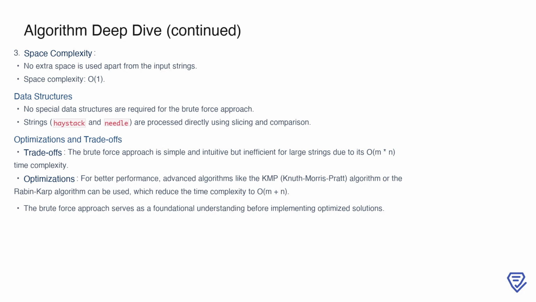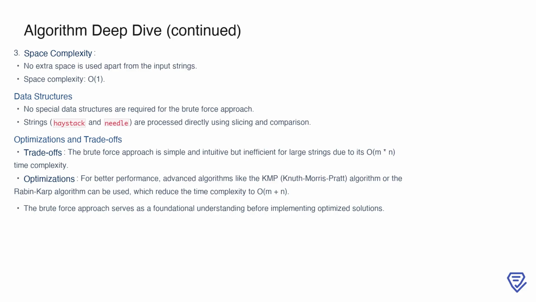This means the space complexity is O(1). The algorithm directly processes the strings using slicing and comparisons, which keeps memory usage minimal. However, while this simplicity is appealing, there are trade-offs. The brute force method is inefficient for large inputs because of its O(m*n) time complexity.